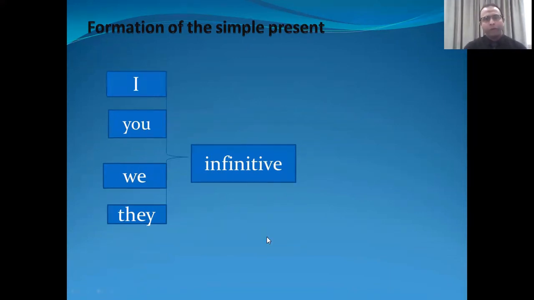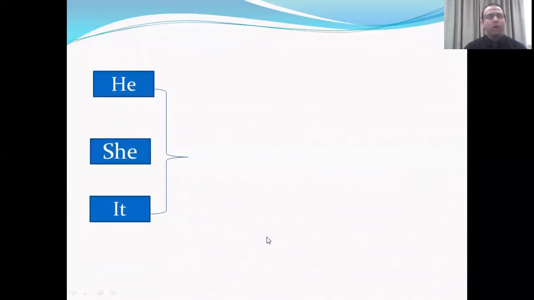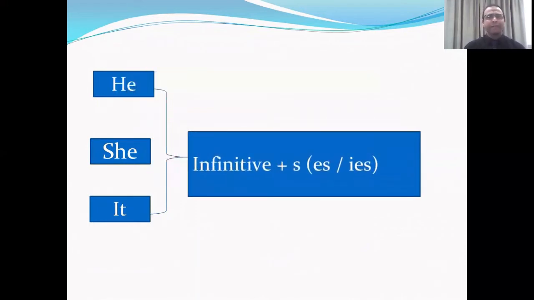You put the infinitive. But if we have he or she or it, we put the infinitive, but we add s or es or ies. So we can say he plays, she plays, it eats.